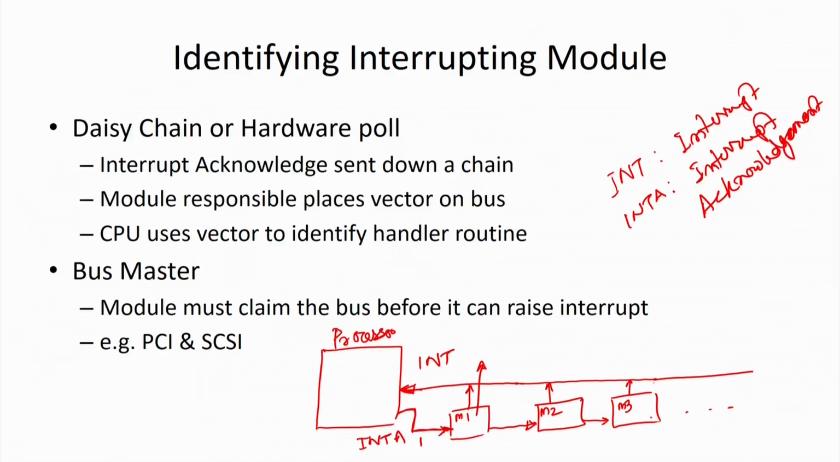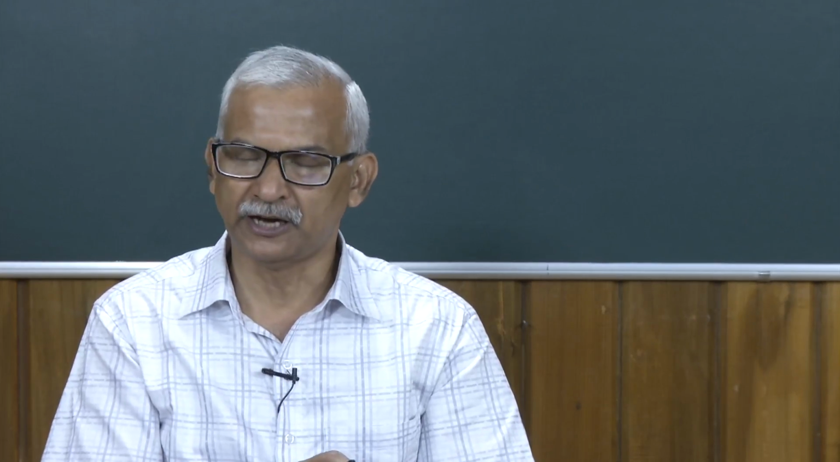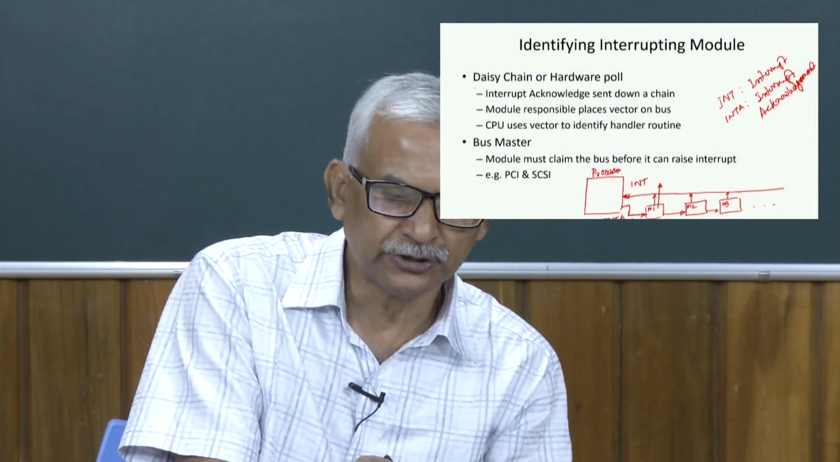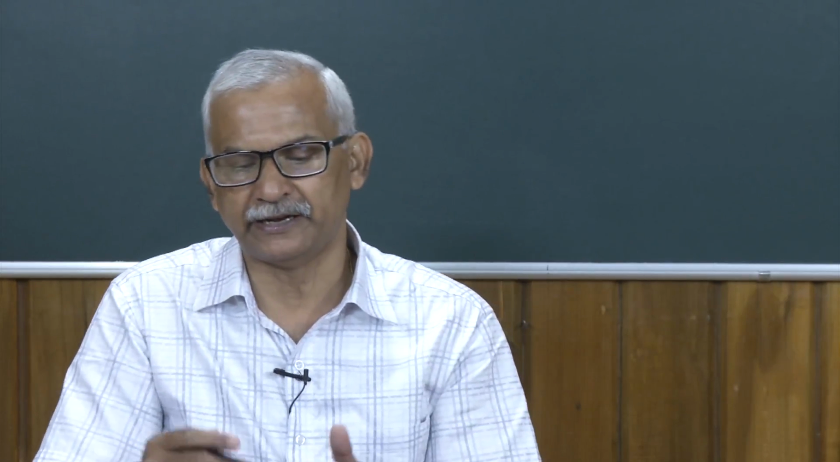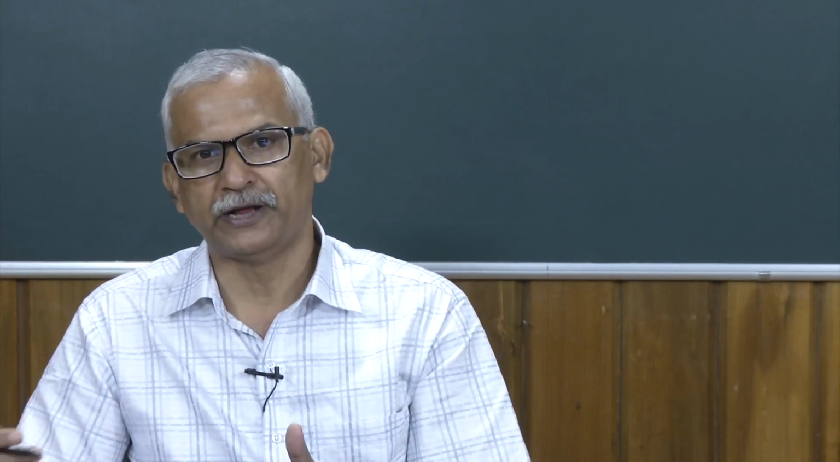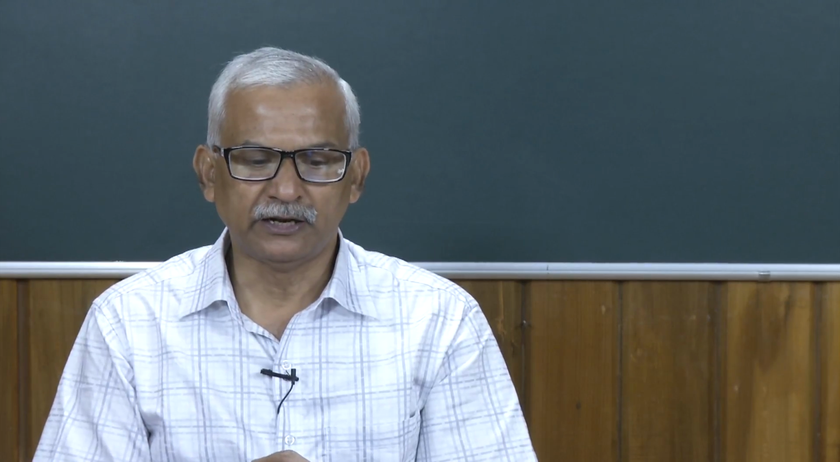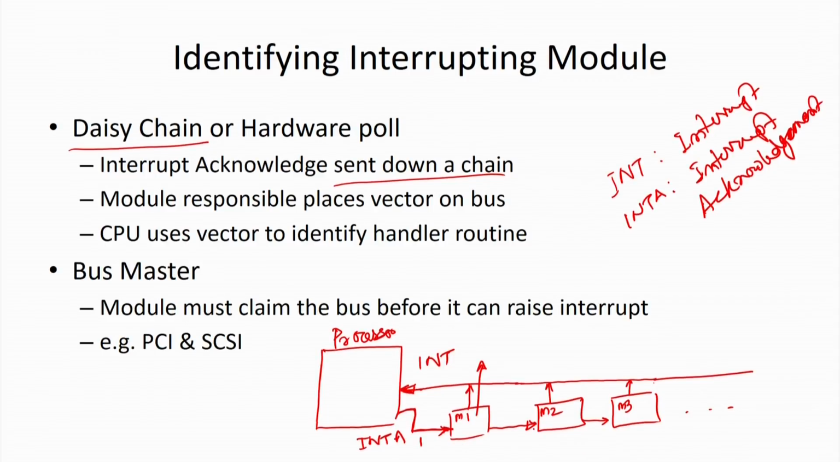You just see that we are implementing these things in the hardware. This is the hardware poll, and the name given is daisy chain, because devices are connected in a chain fashion, one after another in one chain itself. So, the interrupt acknowledgement is sent down the chain. The module responsible places a vector on the bus. This vector is basically nothing but the address of this particular device to indicate that yes, it has raised the interrupt.